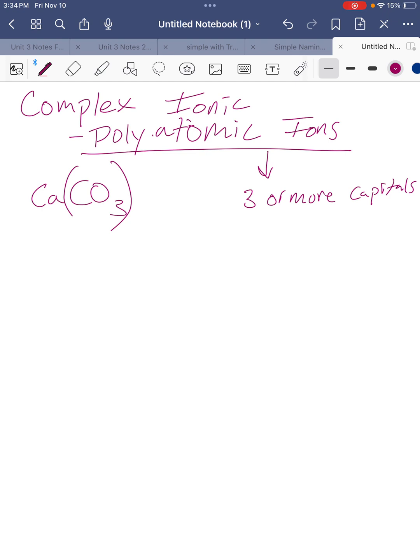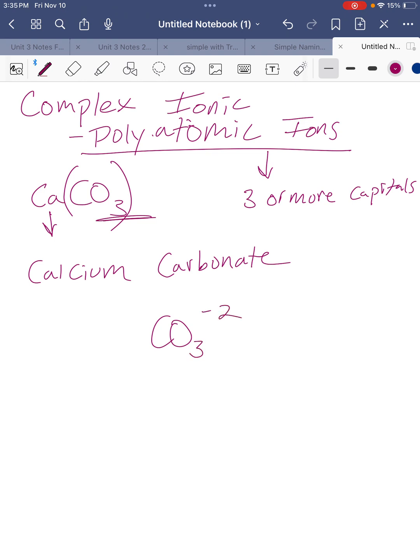When we name these, we're going to name the metals exactly like we always have. So calcium is not a transition metal. I do not need Roman numerals, so I'm just going to name him. And carbonate, CO3, is carbonate. So with polyatomic ions, we're just going to name them exactly off the list. Again, we don't need to say anything about the numbers. That number actually belongs to carbonate. Carbonate is CO3, -2 anyways.